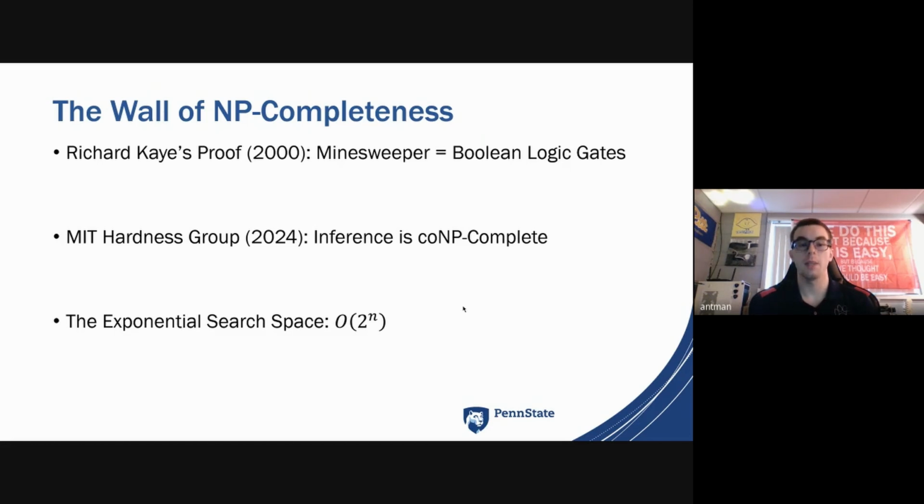Because you can build a logic circuit out of this, Minesweeper is computationally equivalent to the Boolean satisfiability problem. Building on this, the MIT hardness group recently proved that the specific task of inference, which means mathematically proving that a single covered cell is definitely safe, is co-NP-complete. Now, what does this mean for our AI? It means that there are no fast mathematical shortcuts, which is the fun part of the project.